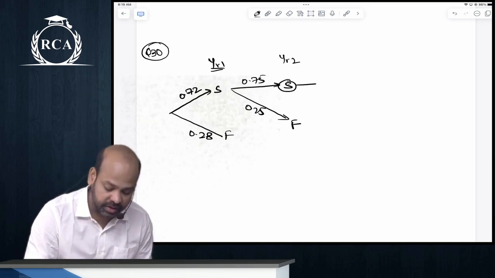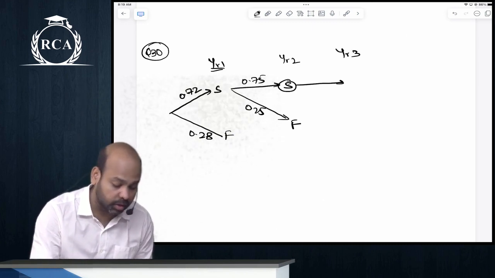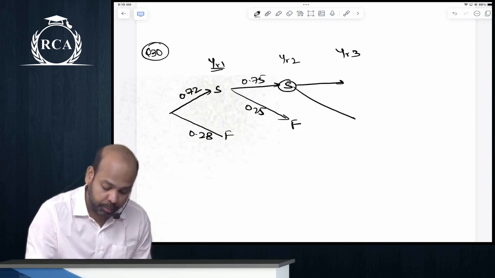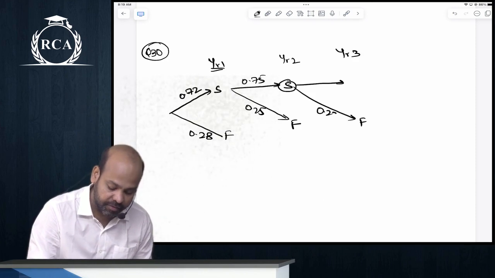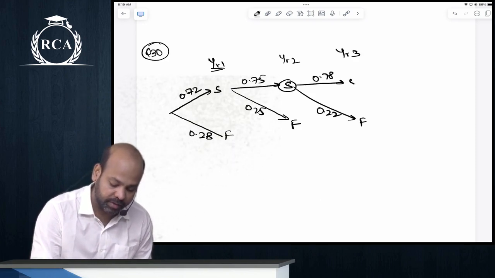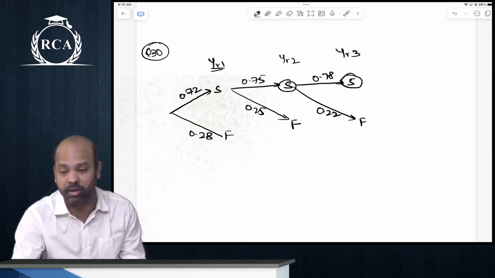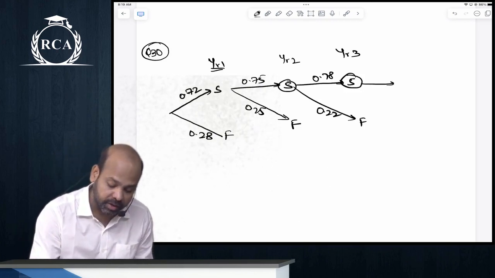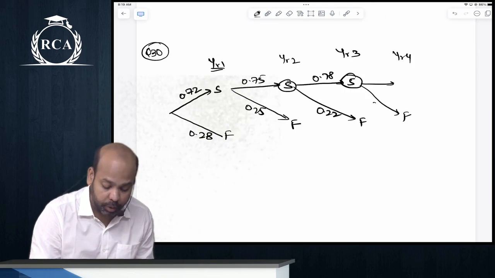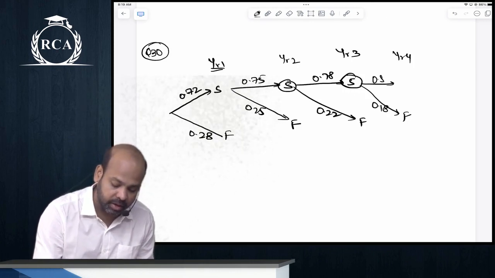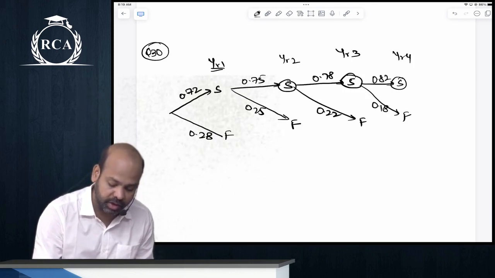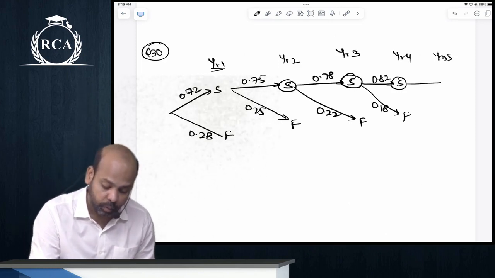If it succeeds in the second year also, then for the third year there is a 0.22 chance that it will fail, which means there's a 0.78 chance that it will survive the third year. After this, in year 4, there is still a 0.18 chance that it will fail, and a 0.82 chance that it will succeed. Year 5, what is the chance of success?